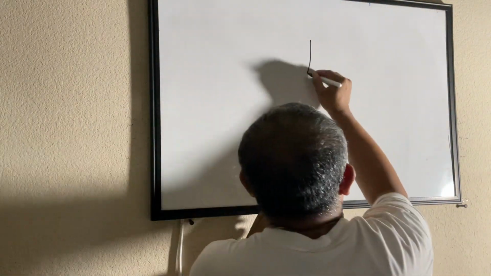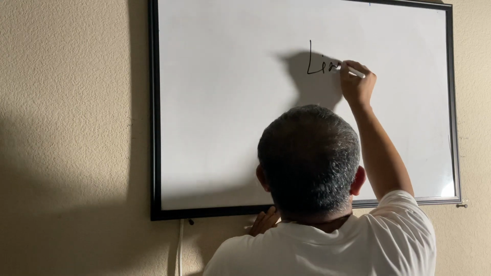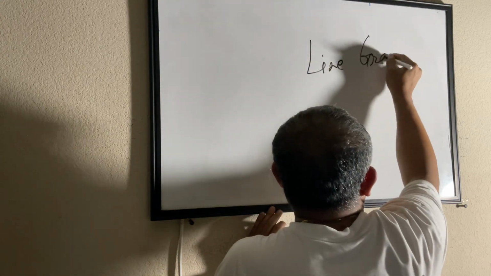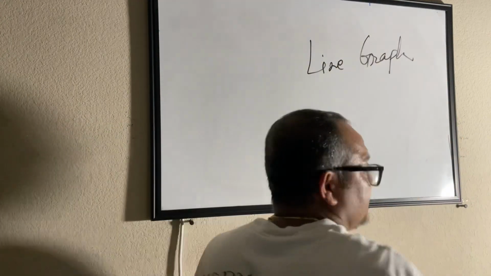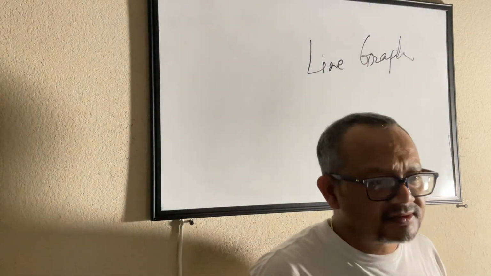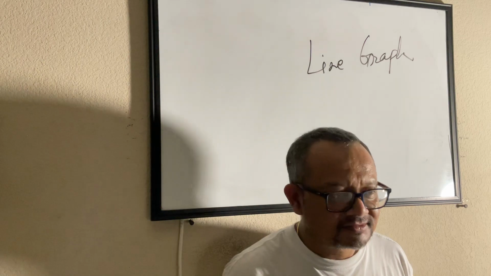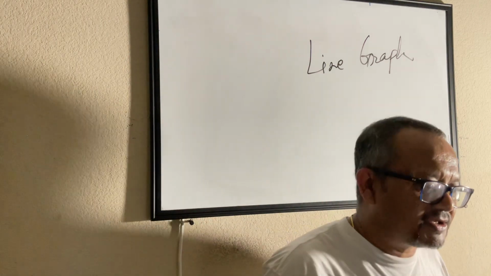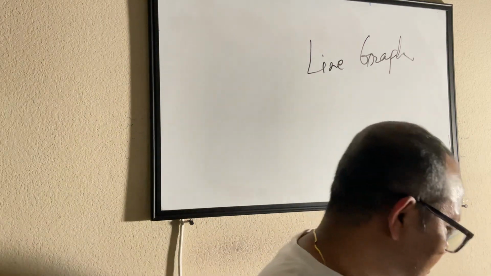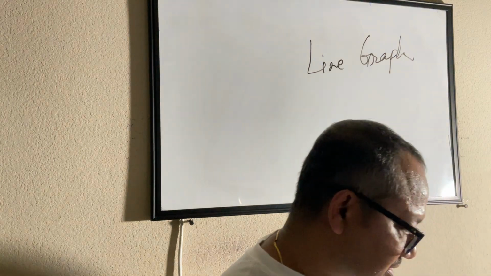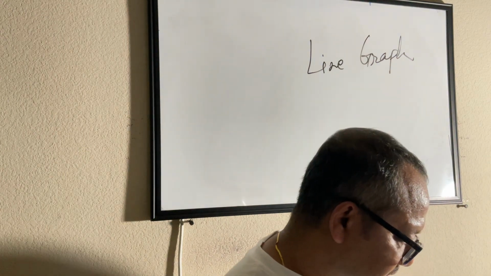So, there is something called line chart, line graph. Any idea what it could be? Can I try? Yes, please. A line graph could be like, instead of bars, like on a bar graph, there would be a line instead.